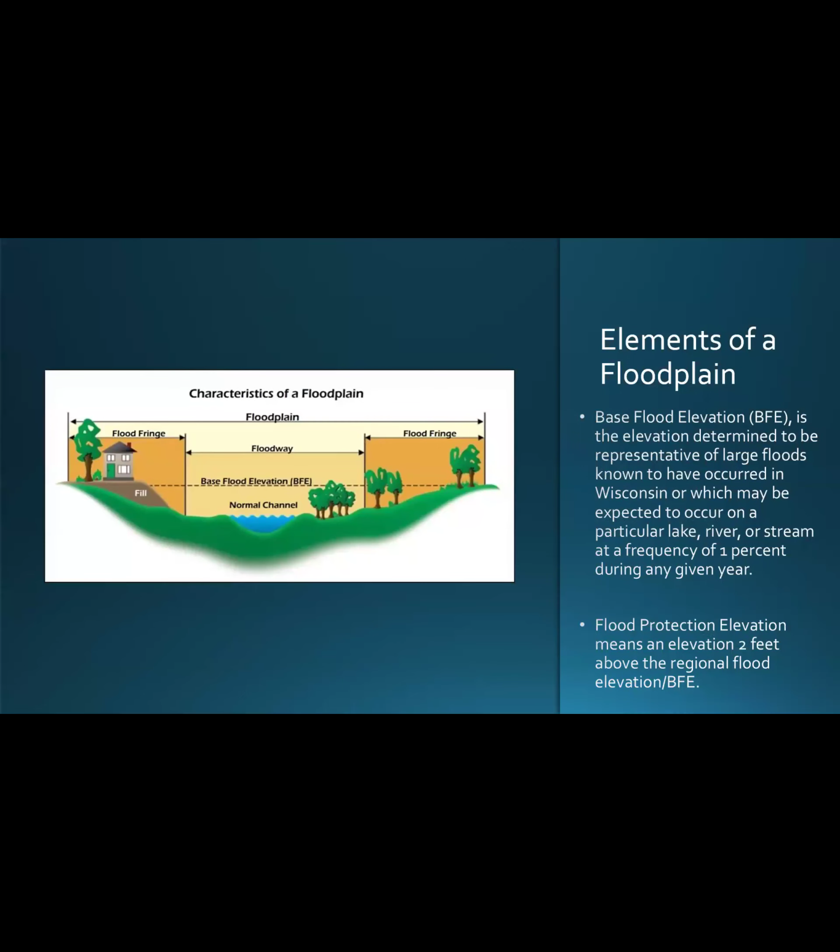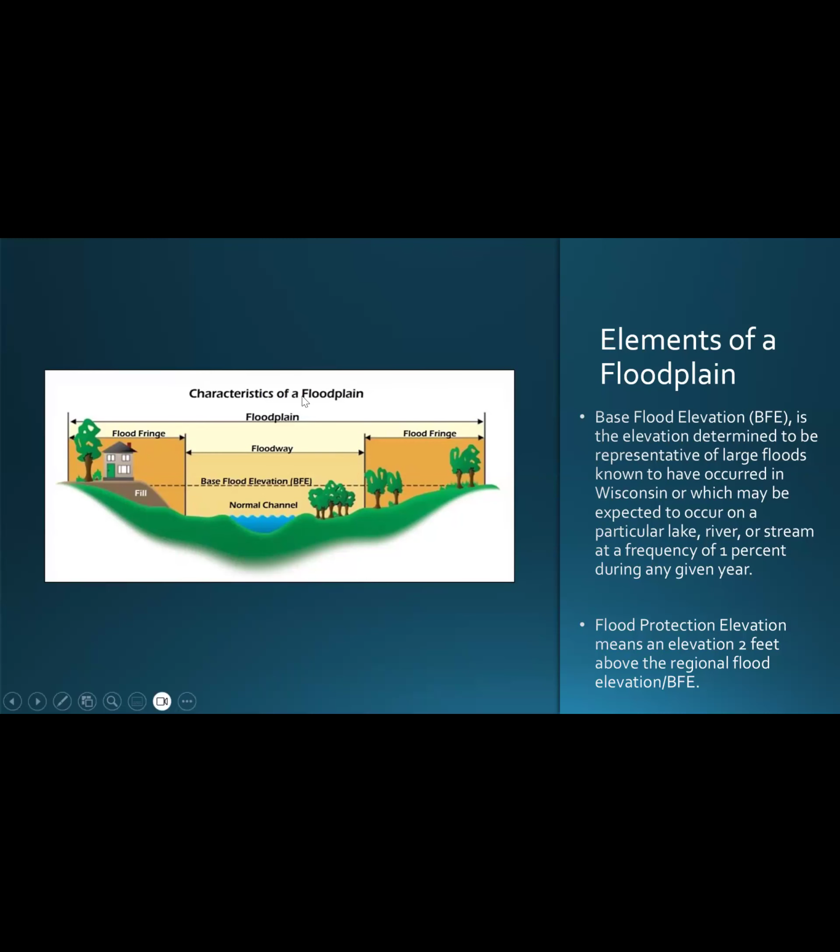So the elements of a floodplain, this is sort of a cross section showing you what the normal channel of a body of water is. And we have a few terms that we're going to have to be familiar with. So like a base flood elevation, that is the elevation determined to be representative of the flood. And typically that's usually a 1% frequency in a year, or what they used to call a 100-year flood. Or basically you have a 1% chance each year. So in 100 years, you would anticipate that you would have a flood that would occur.